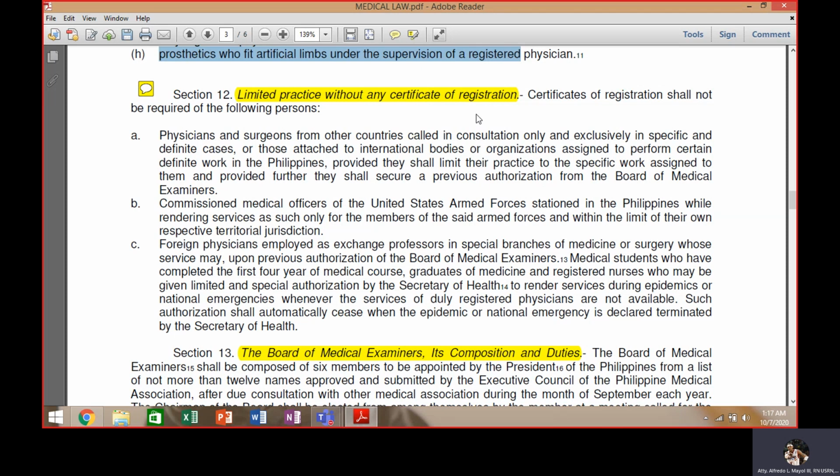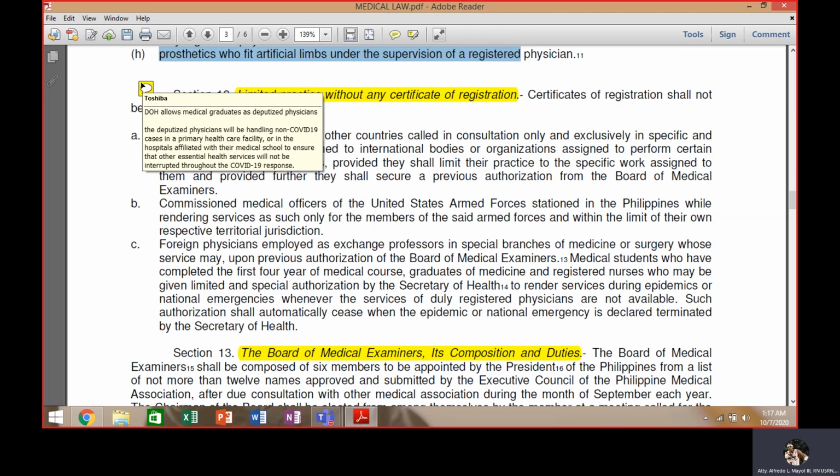However, in this instance, the law gives recognition to the following persons in order to practice medicine without any certificate of registration. Okay, there's an update here. So DOH allows medical graduates as deputized physicians. This is a new law due to the global pandemic.